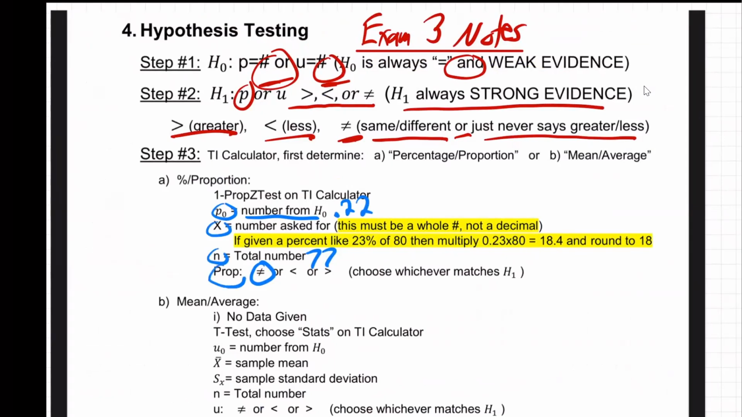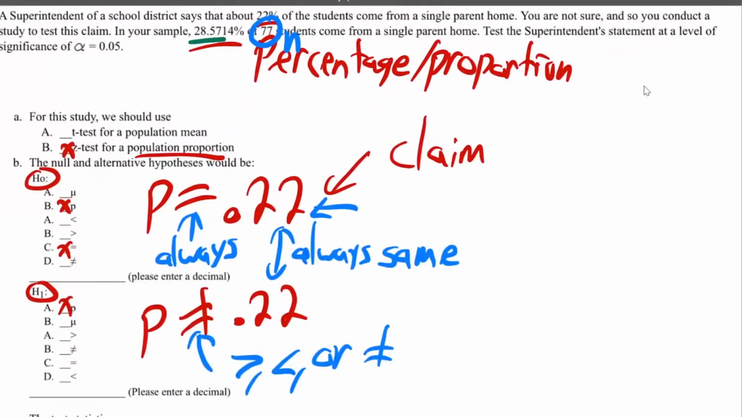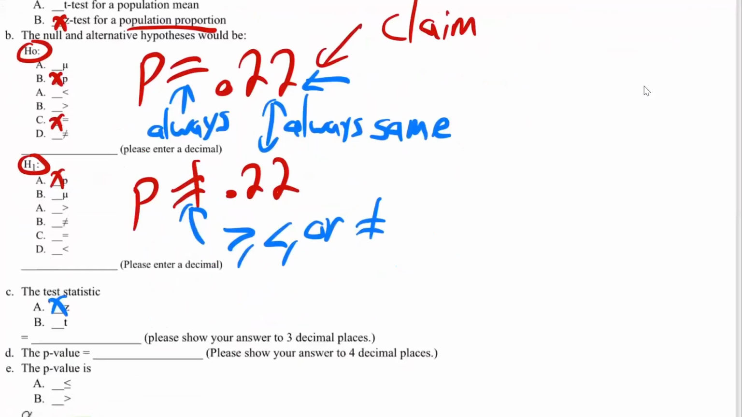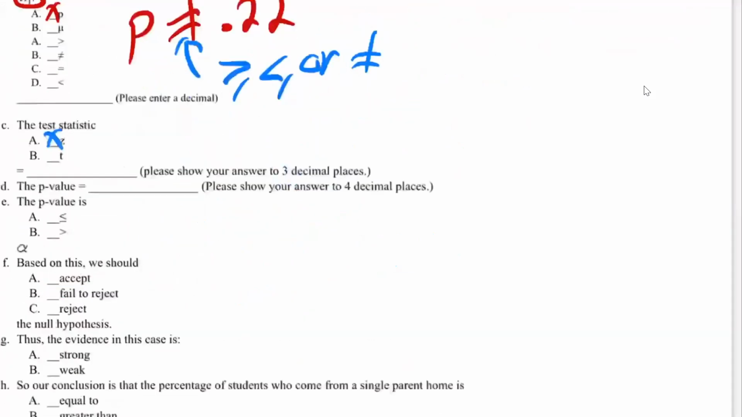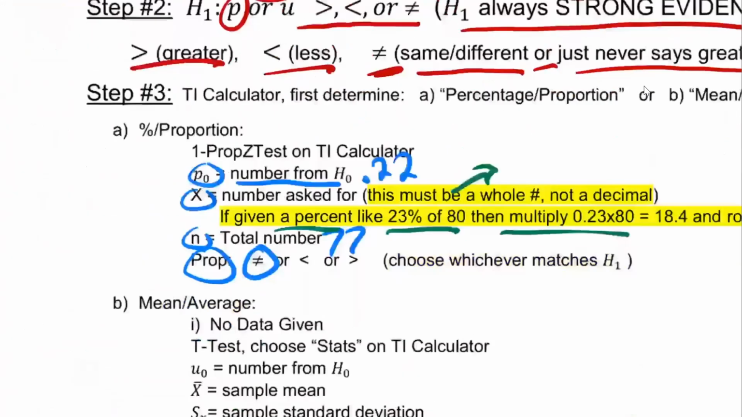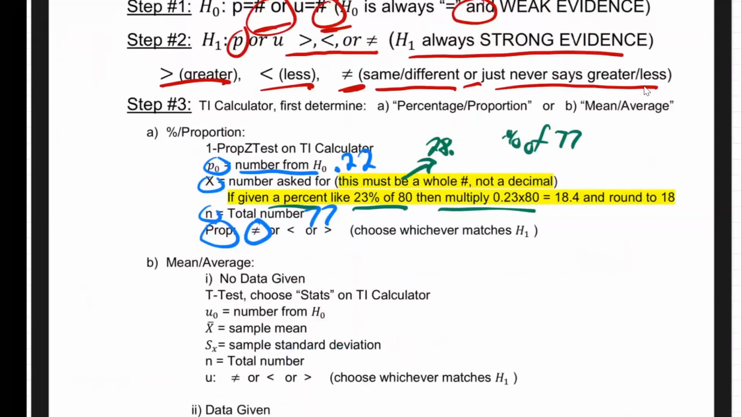Finally, X, that's the only thing we've got left. How do you find X? If you're given a percent, which we are, like 23% of 80, then multiply. So what are we given in this problem? It says right here, 28.5714% of 77. Did I get that right? 5714. I'm a little dyslexic. 5714. Let's see.